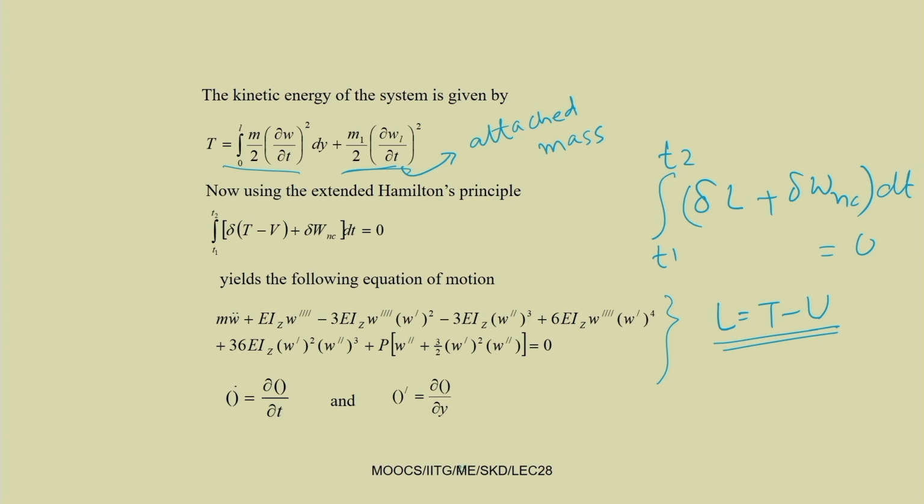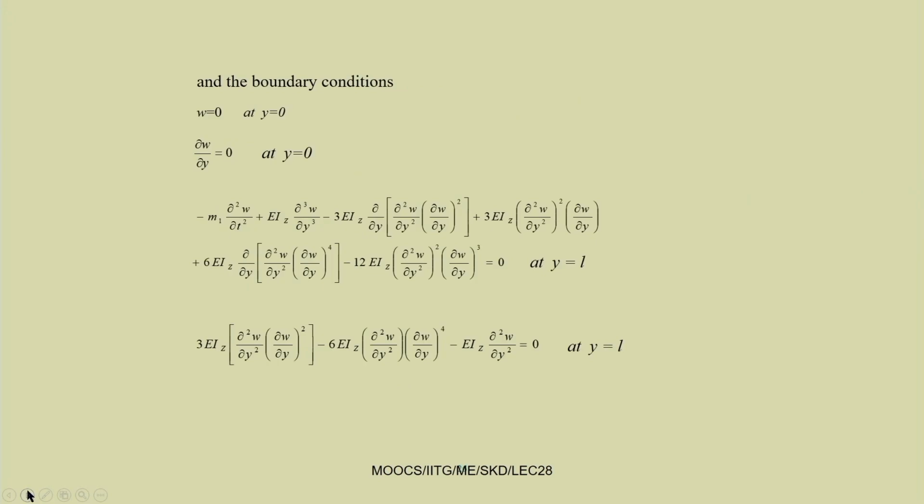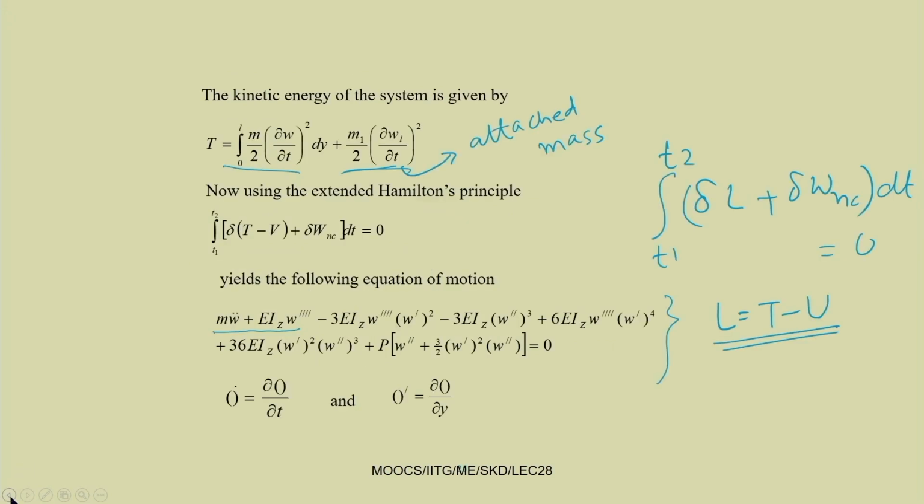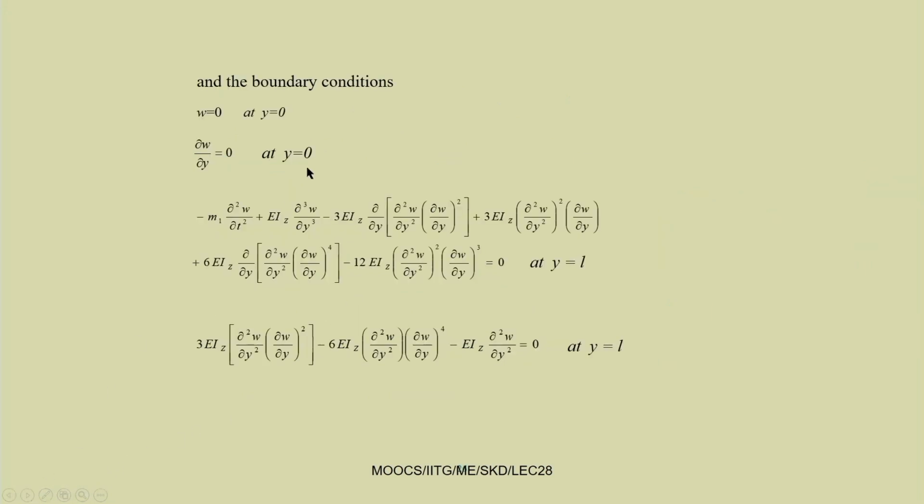You just see we have so many nonlinear terms. In the linear case, only one has this term, but in the nonlinear case we have the additional terms. Now, similar to the previous case, when you apply this extended Hamilton principle, in addition to this governing equation you can get the boundary conditions also. So, these are the boundary conditions.